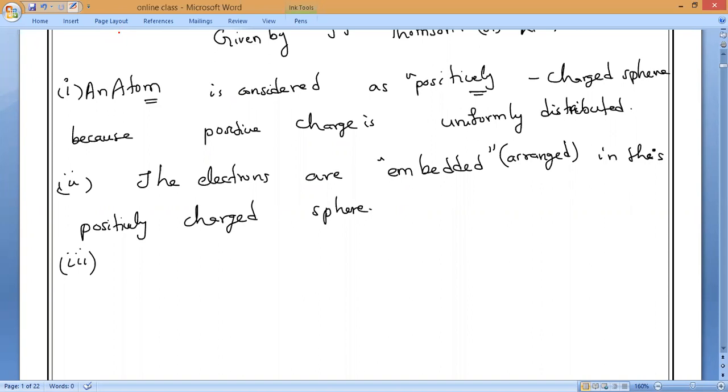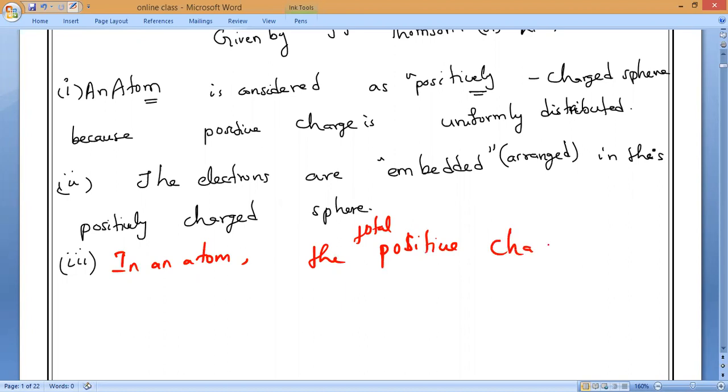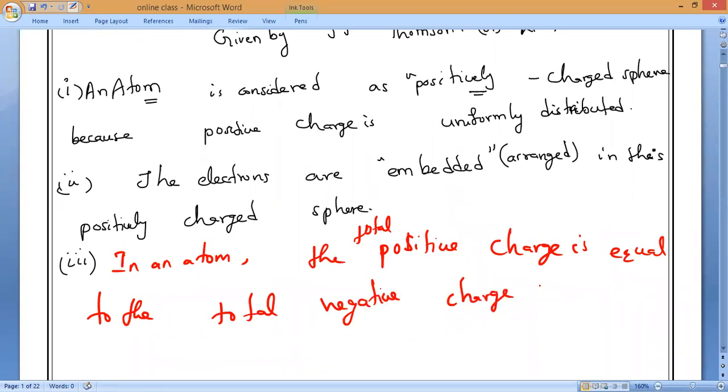So the third point which he considered is the stability of the atom, or electrical neutrality. He said that in any kind of atom, the total positive charge is equal to the total negative charge, to maintain the electrical neutrality.